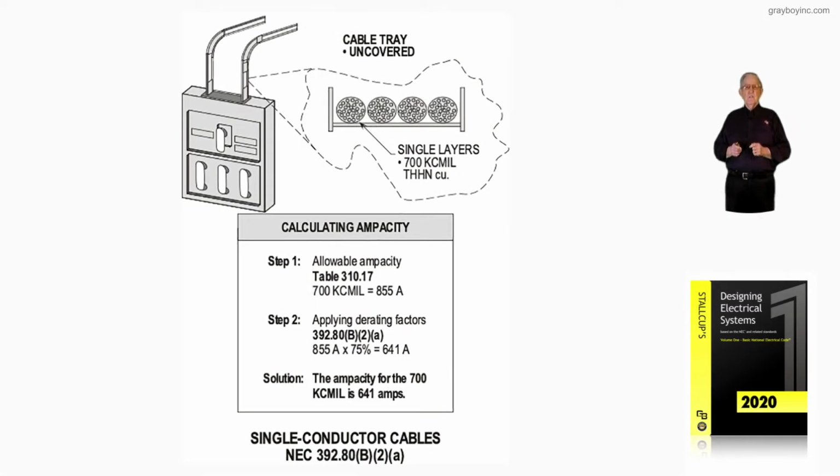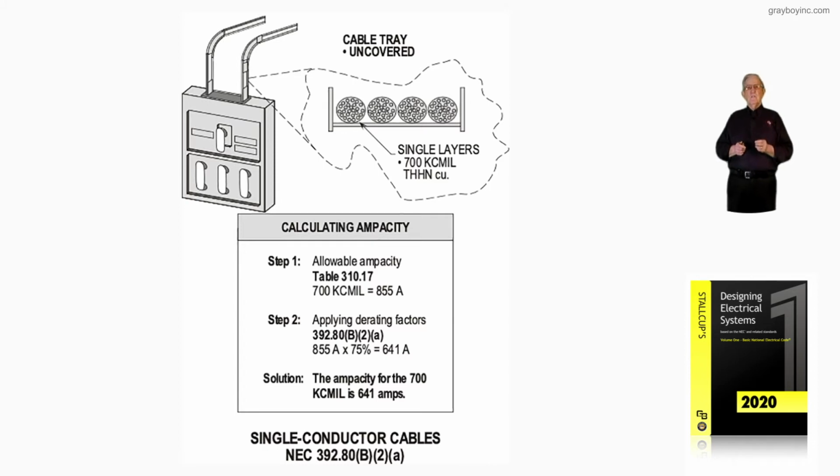Now this illustration deals with single conductor cables installed in accordance with 392.80(B)(2)(a). Now notice we're still in 392.80, which means based upon the type of cable tray and so forth, we're in a derating mode. But now notice here we have single layers because there's 700 kcmil THHN copper conductors. Now, and they have their strands there to make up the conductor size.